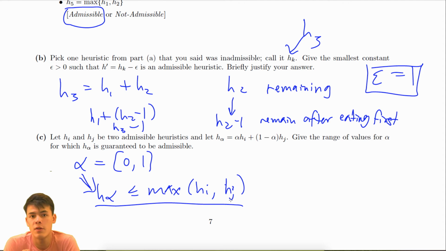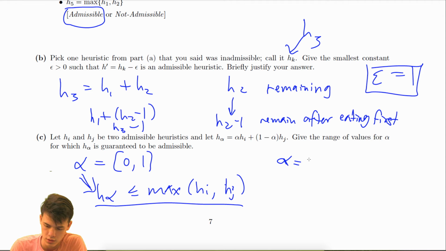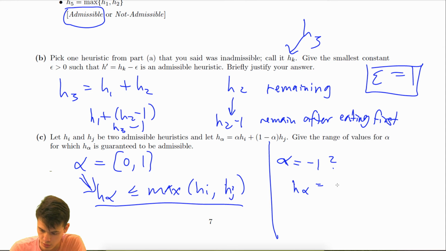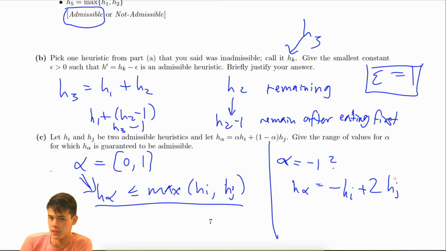The next question is, can alpha be outside this range? The answer to that is no. Let's say we had alpha equals, let's call it, -1. So this is a hypothetical scenario. H alpha in this case is going to be negative Hi plus 2 Hj, right? So we can find heuristics Hi and Hj that are admissible, but which will cause H alpha to break.